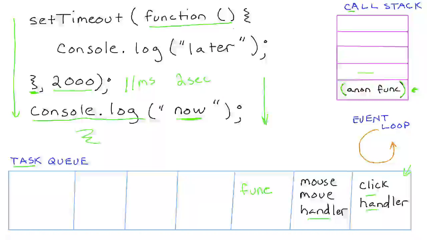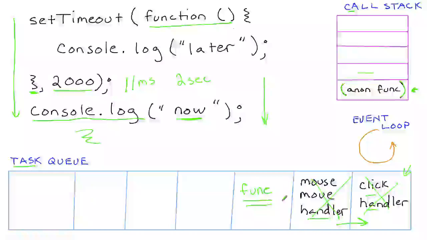And when that function completes, the next item will move over and get put onto the call stack and so on. Until finally the function that we put on a couple of seconds later to the task queue makes it to the front of the line, and then it will execute as well.